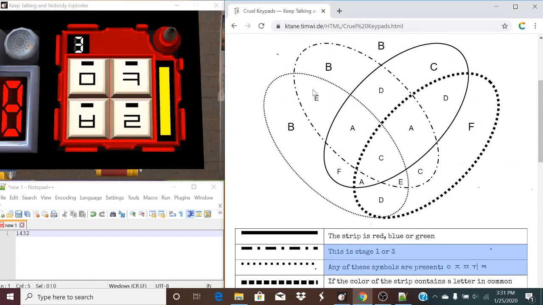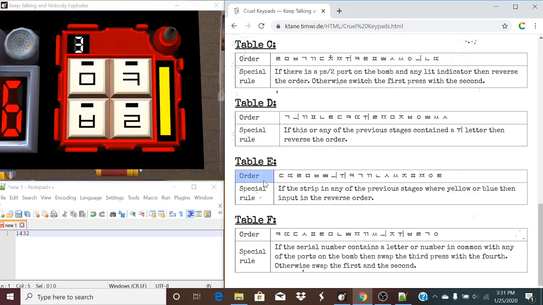Which happens to be Echo once again. So, if the strips in any of the previous stages were yellow or blue. No, we had a magenta, and we had a red in the last stage. So this actually does not apply. So, we're just going to do from left to right.